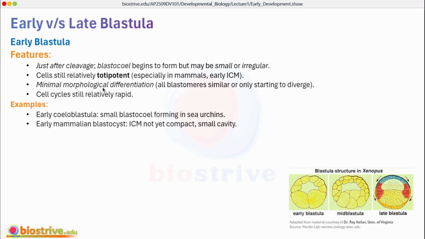There will be minimal morphological differentiation, meaning most of the blastomeres look exactly the same, but some blastomeres may be somewhat different due to differential gene expression. The zygotic genome activation may still have started already, and the cell cycle stages will start to slow down. The cell cycle will start to restore to its original timings.